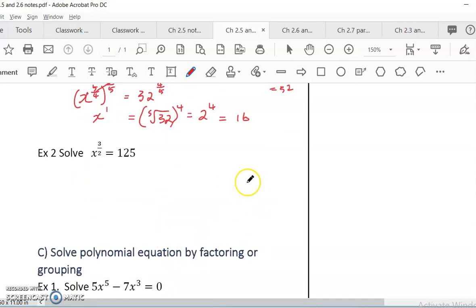Next is solve x to the 3/2 equal to 125. So 3/2 is a rational exponent. I'm going to raise both sides to the reciprocal of it. What is the reciprocal of 3/2? It's 2/3. Because you can tell 3/2 times 2/3 is equal to 1. So on this side, I need to do the same thing. 2/3, right? So this would cancel as x equal.